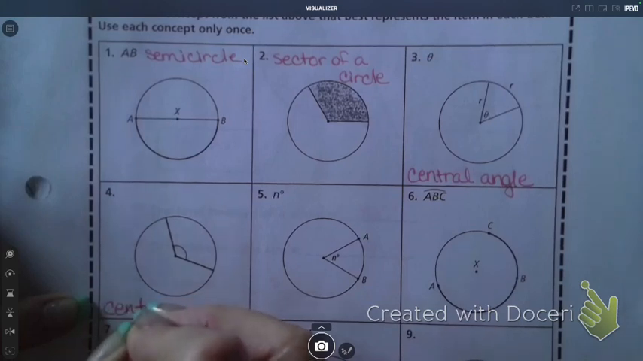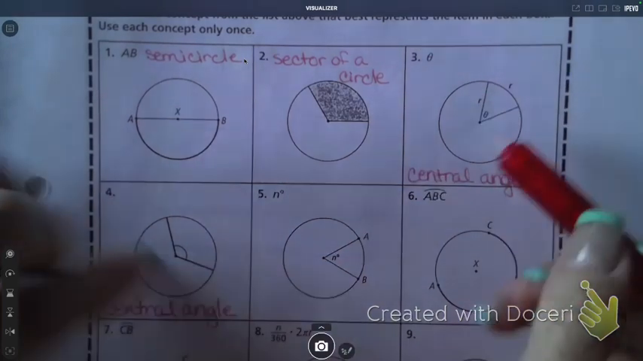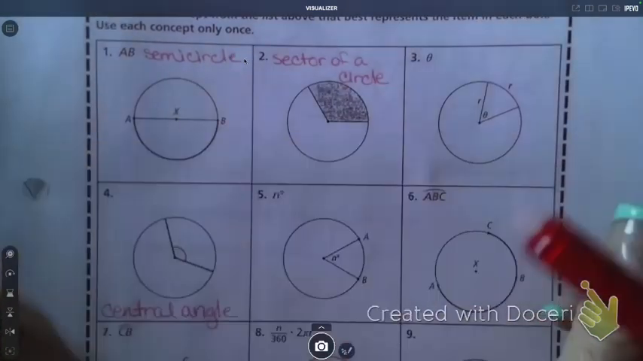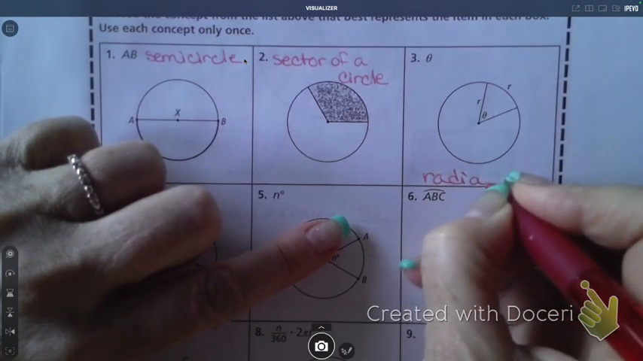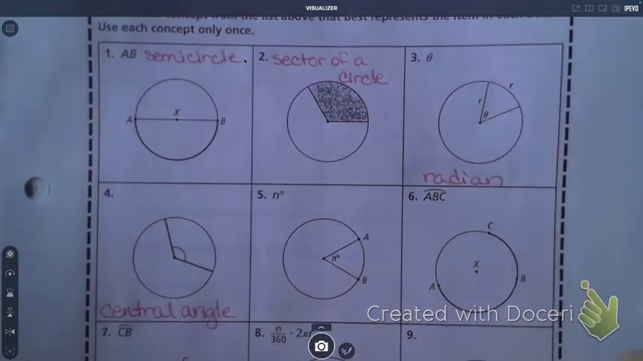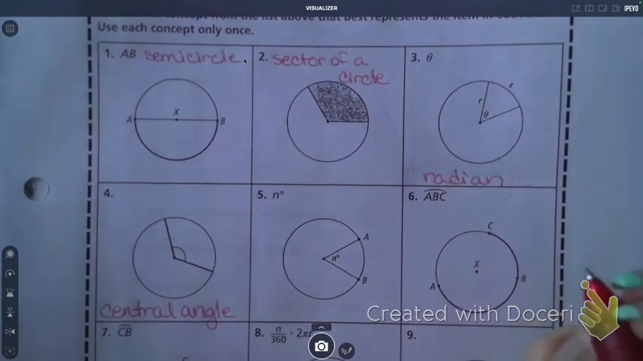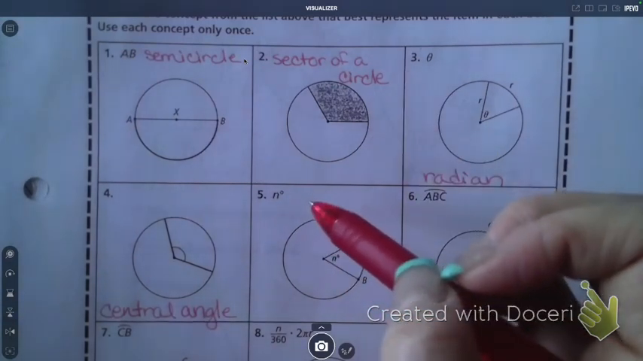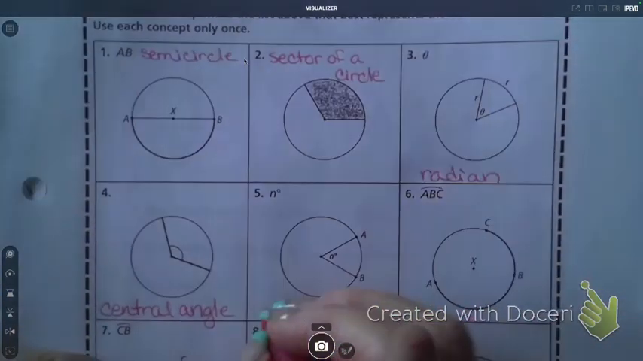You aren't going to know that other one, I will tell you. Okay, theta is in radians. It's right under central angle. Okay, so n degrees. I think that's the arc measure. What do you think?